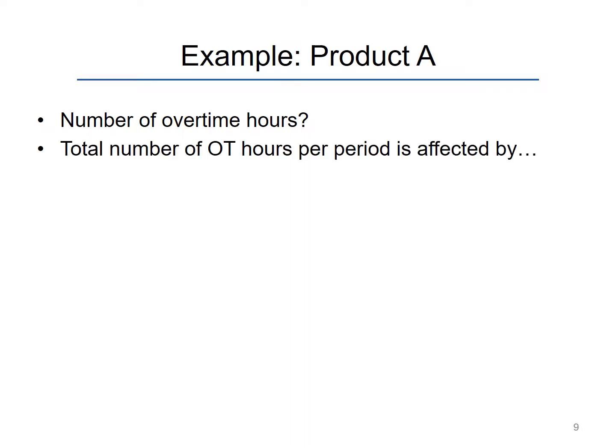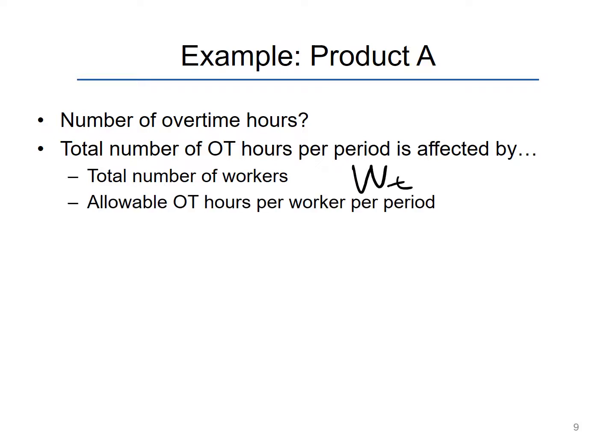I also have to think about the constraint on my overtime hours. The number of overtime hours is affected by a couple of my decision variables. The total number of overtime hours per period is going to be limited by the total number of workers, which is given by WT, and the allowable OT hours per worker per period, which is 10 hours per worker per period, or I'm going to write month here. Our period is actually a month, so you can use that interchangeably.